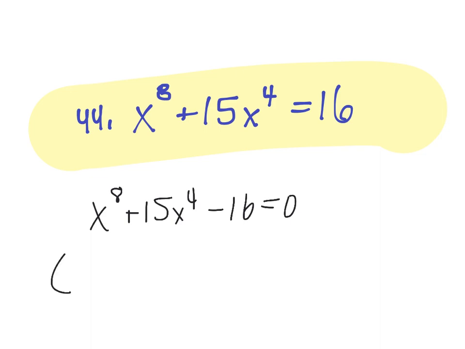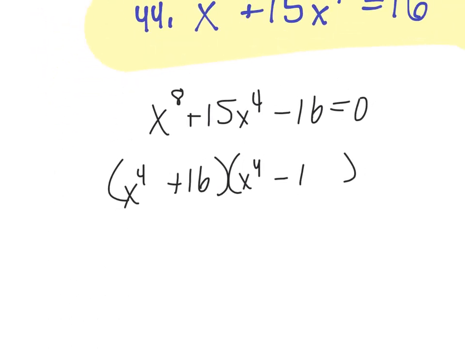What would I have at the beginning of each parenthesis here? x. x to the what? 4. Good. Very good. What are the factors of 16 that multiply to give me 16? 16 and 1. Positive 16, right? Negative 1. You guys good with that? Equals 0. Okay, let's just solve each of these.